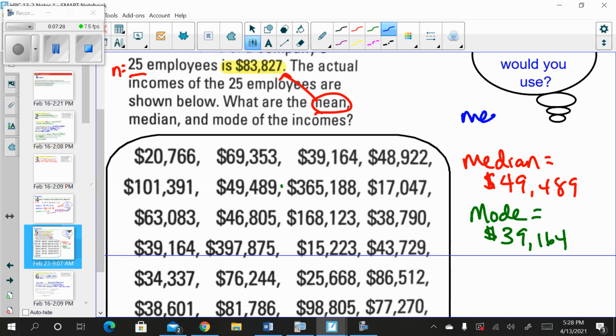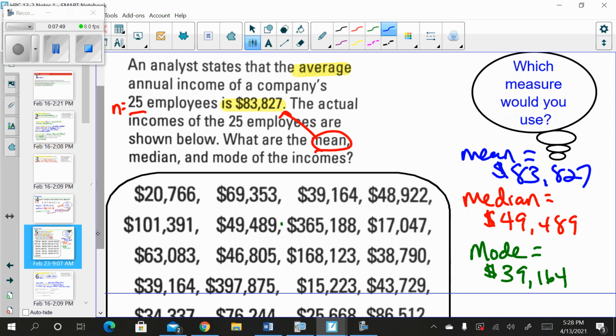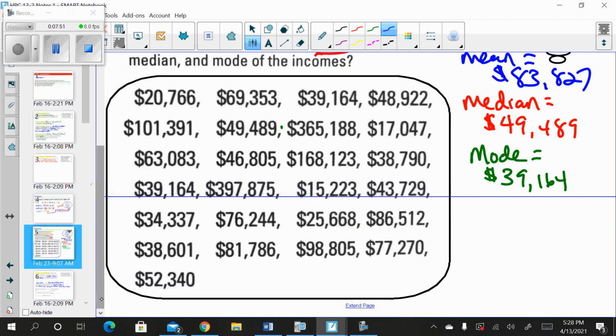And then we already had the average up there, or the mean. So I'll go ahead and write it so they're all in order here. The mean is 83,827. Okay, so here's my question for you. Which do you think is the most representative of the middle, the measure of central tendency for this data set? Which measure would you use to describe this data set? I want you to pause, think about that for a second, look at all the values and see what you think, and then we'll have a quick conversation.